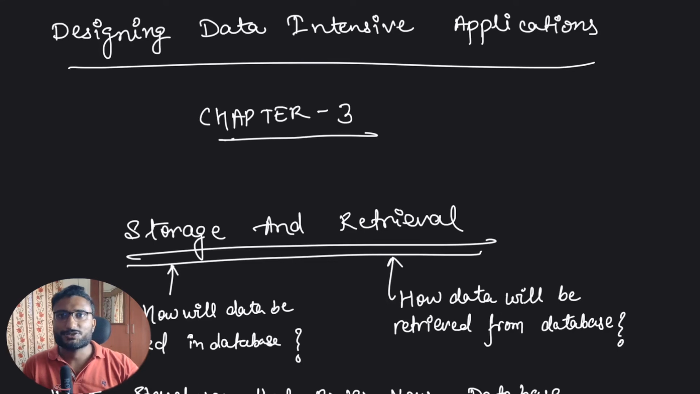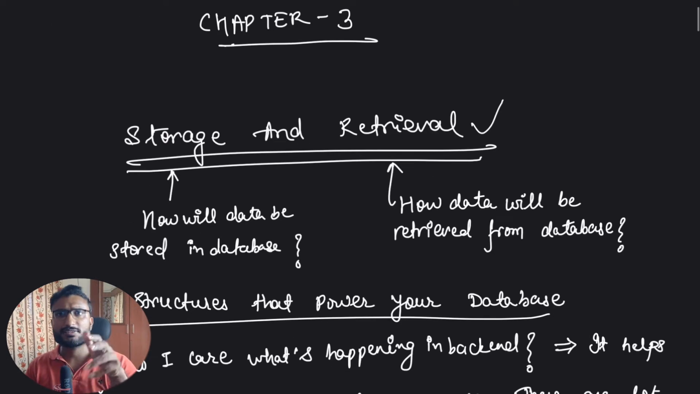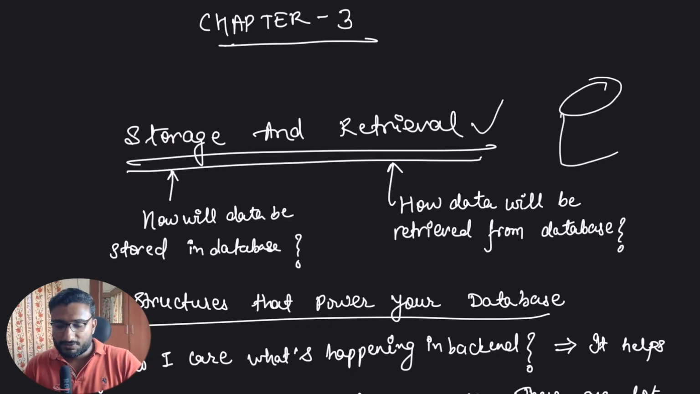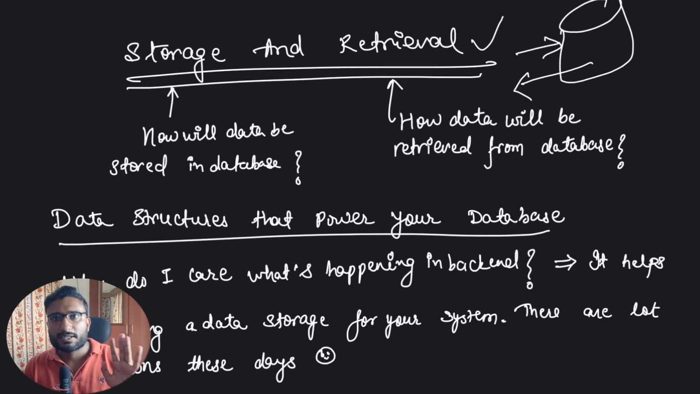Hello everyone, today we are deep diving into the third chapter of Designing Data-Intensive Applications, which is storage and retrieval. We will be focusing on all the details related to storage and how you retrieve that stored data. Storage is basically how the data will be stored in your database, and retrieval is just the opposite: the data which you stored, how will you retrieve and extract it. This is all we are discussing in this chapter.